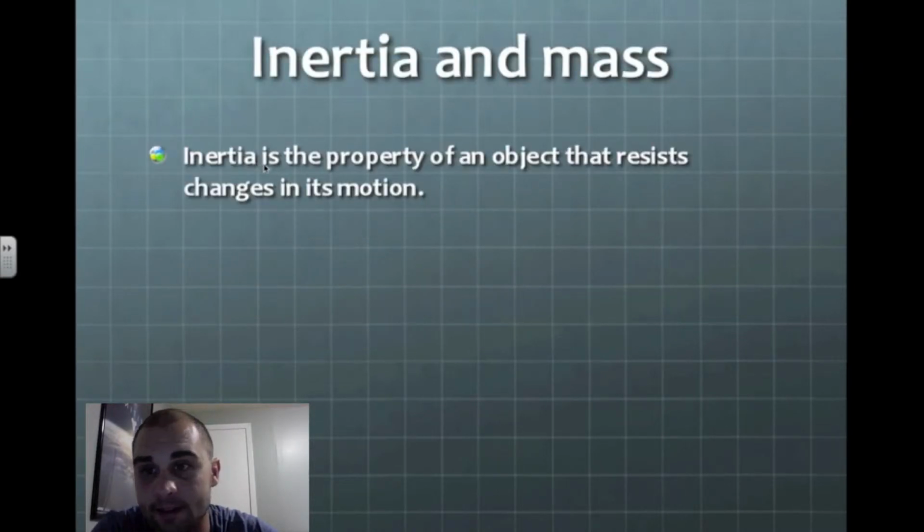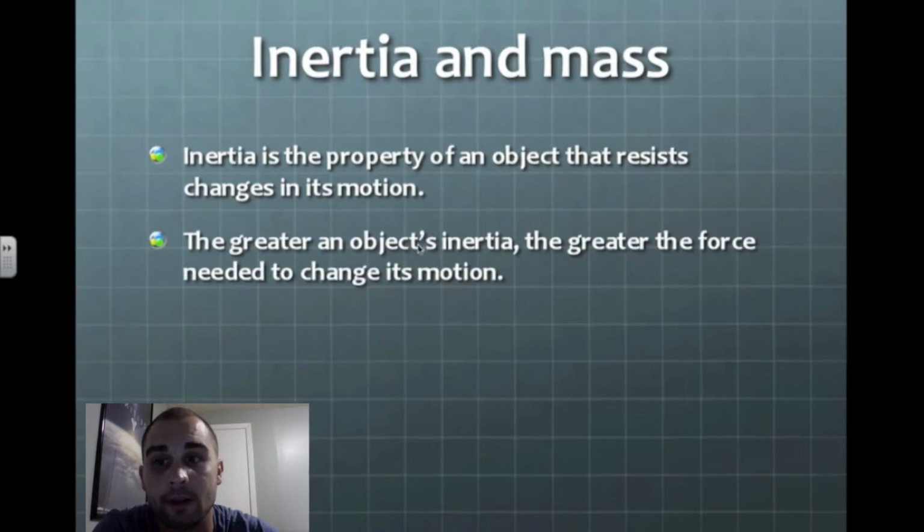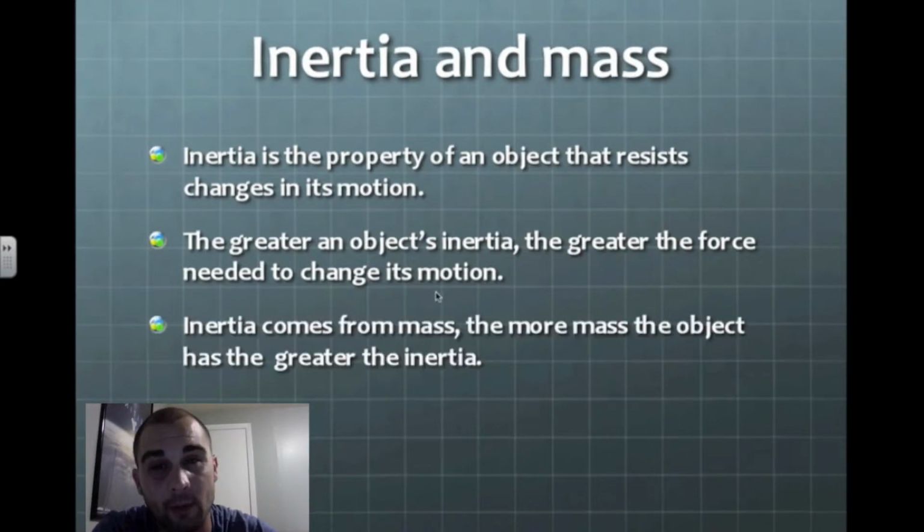Inertia and mass. So inertia is the property of an object that resists change in motion. Okay. The greater the object's inertia, the greater the force needed to change its motion. The important thing to remember about inertia is it's tied to mass. So inertia comes from mass. The more mass the object has, the greater the inertia.